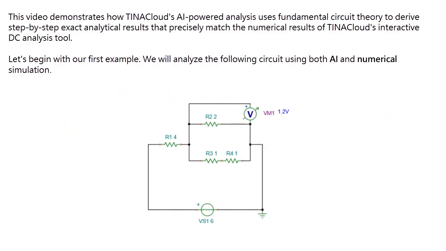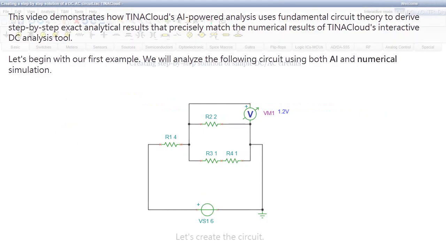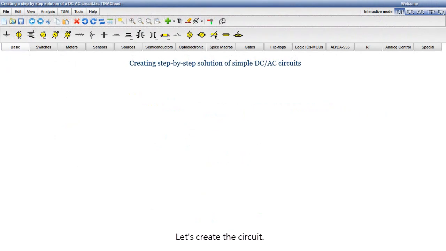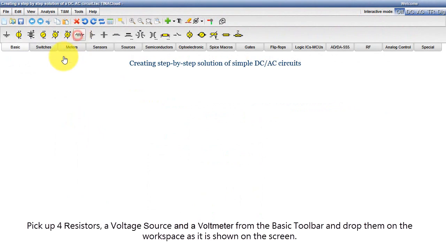We will analyze the following circuit using both AI and numerical simulation. Let's create the circuit. Pick up four resistors, a voltage source, and a voltmeter from the basic toolbar and drop them on the workspace as it is shown on the screen.